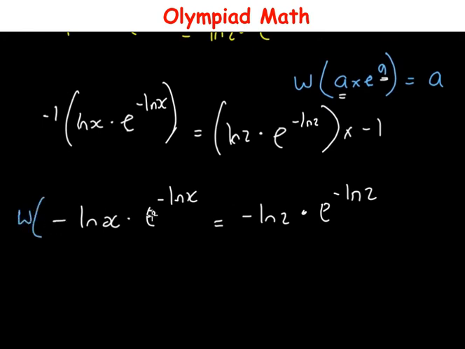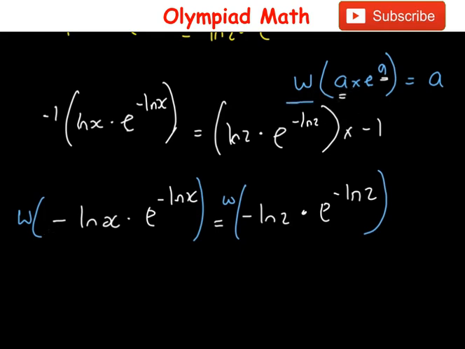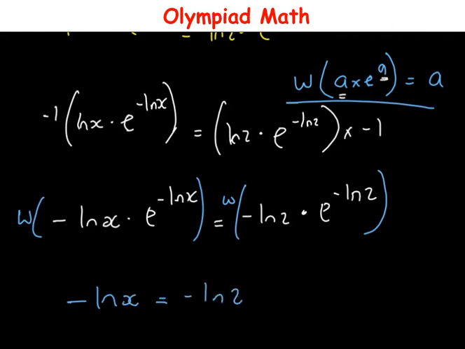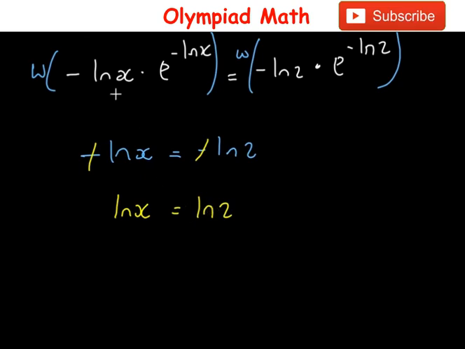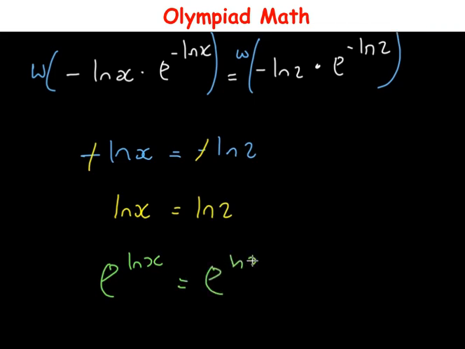So W, and then W. Following this function, that W of a times e raised to power a equals a, this then becomes minus ln x equals, this then becomes minus ln 2. So at this junction, minus will cancel minus, we have ln x equals ln 2. So we are then going to introduce base e to this equation. We have e raised to power ln x equals e raised to power ln 2.